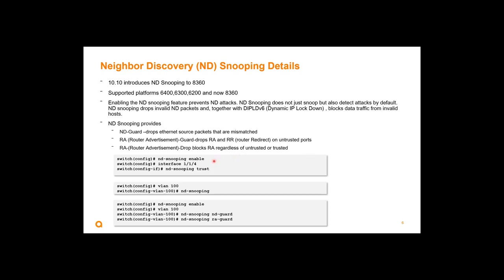If you're using ND snooping on a port, you just enable it globally and then you put the ND snooping trust on the port that you want to allow packets to come in on and be inspected. Or if it's in a VLAN context, then you put ND snooping in the VLAN context. Here's the example where we're using ND snooping on the VLAN and we've got ND guard and RA guard.